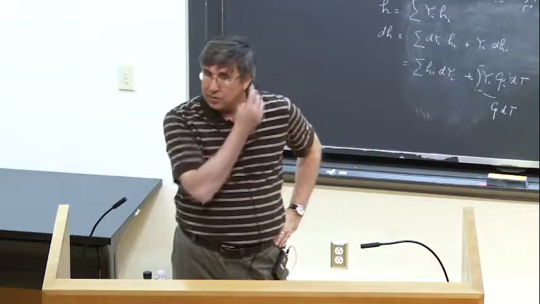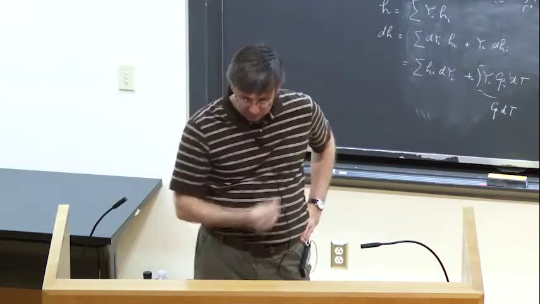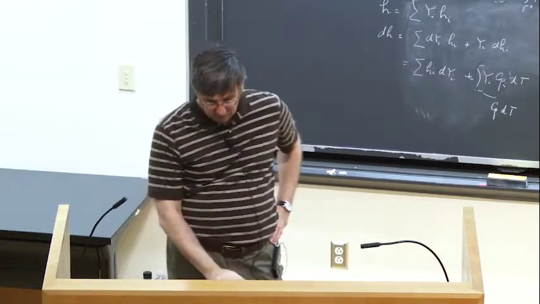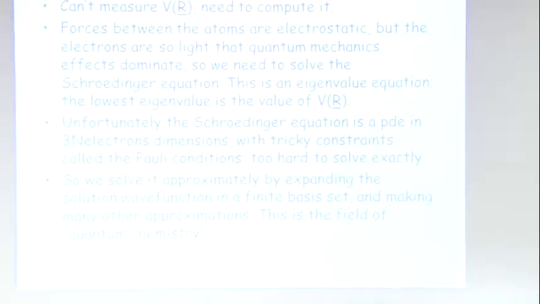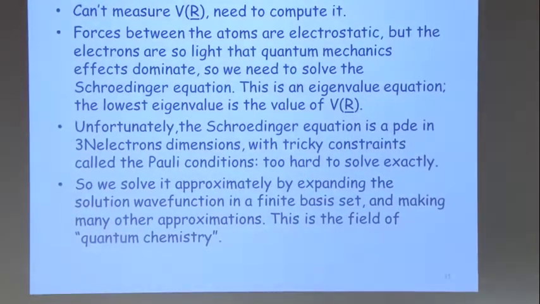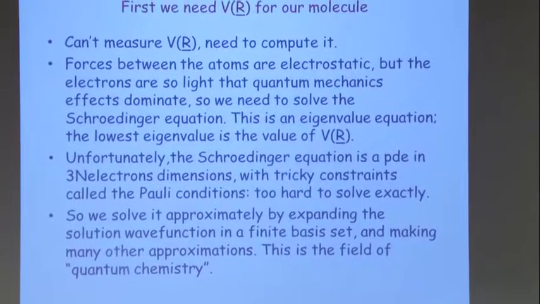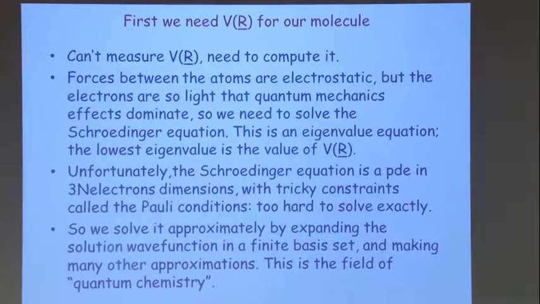But we know the equation. So the equation for quantum mechanics is called the Schrodinger equation. And it's an eigenvalue equation. And the lowest eigenvalue is the value of V of R, which we want. I'm going to write this thing all as V of R to remind you that when you change the positions of the atoms, the potential energy will change.